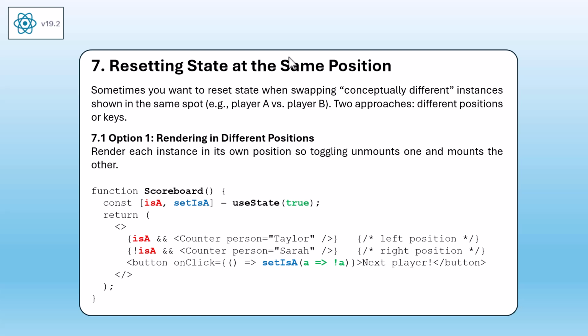Switching between them destroys the previous one and creates the other anew. Each time you toggle, React removes one component, clears its state, and mounts the other from scratch. This approach is simple and works well when you only have a small number of possible components.